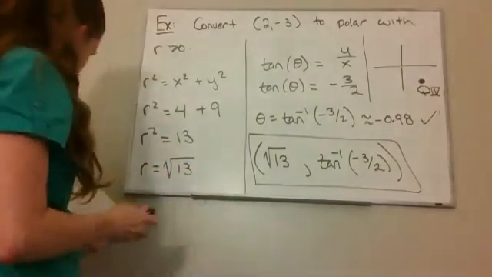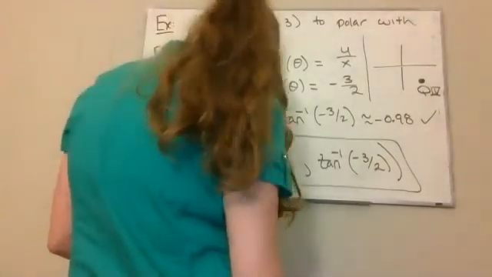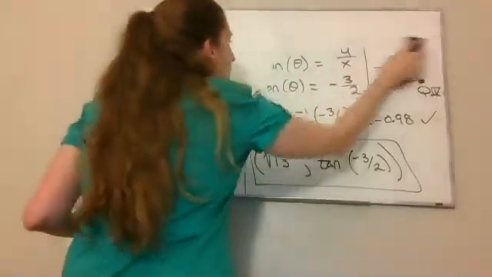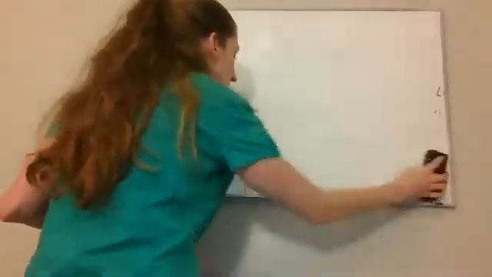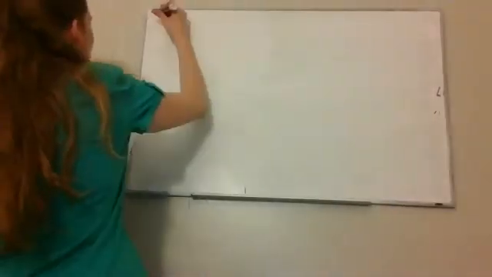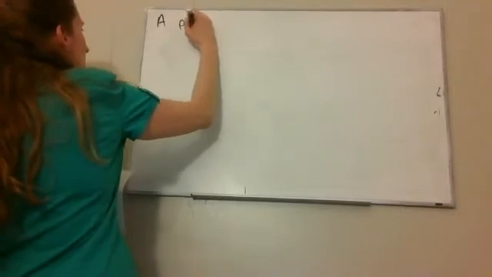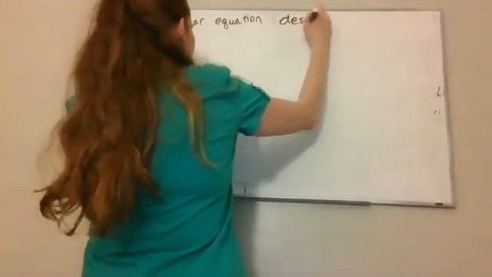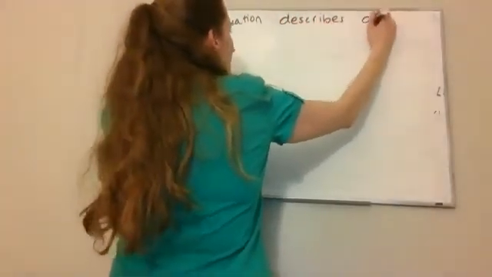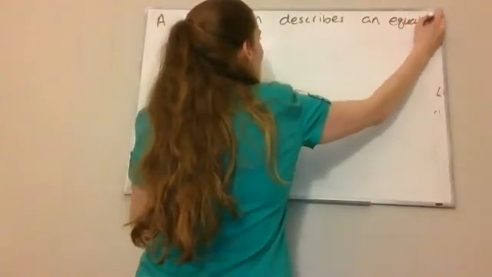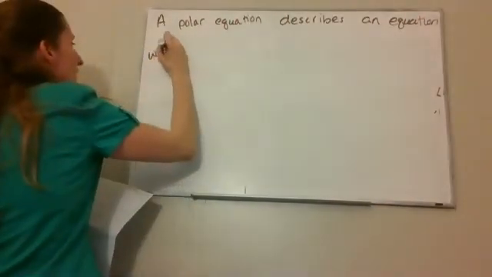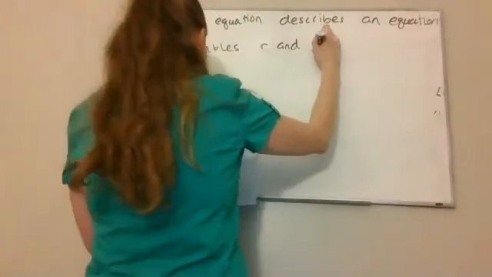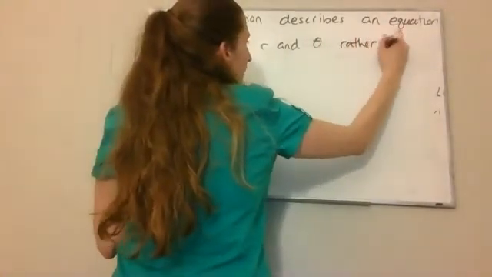So this is all about polar coordinates, but we can also have equations using polar coordinates rather than just using our x and y like we usually do. So a polar equation describes an equation with variables r and theta rather than x and y.